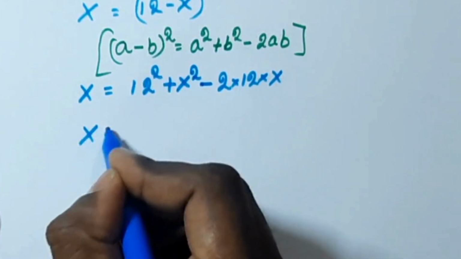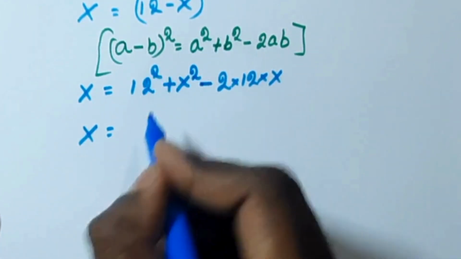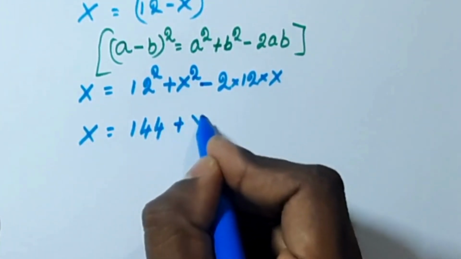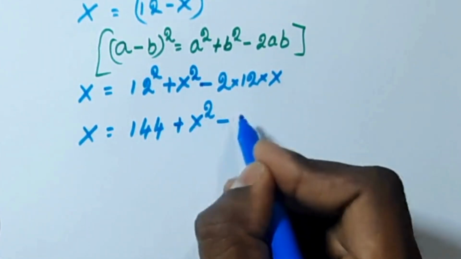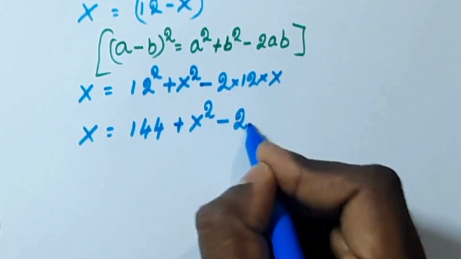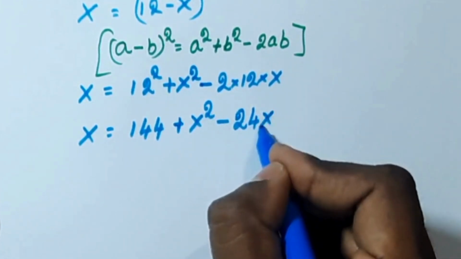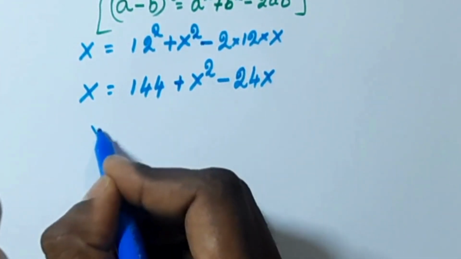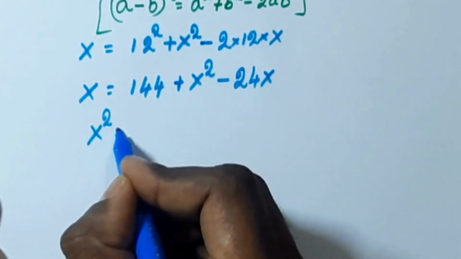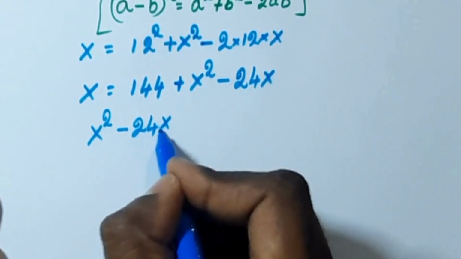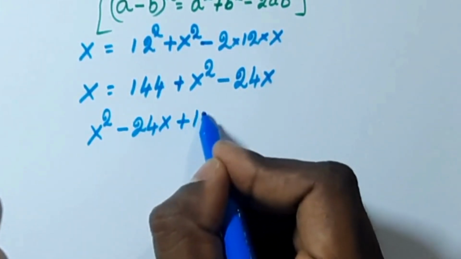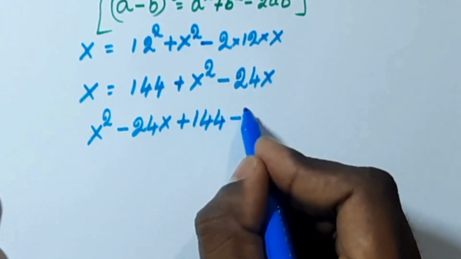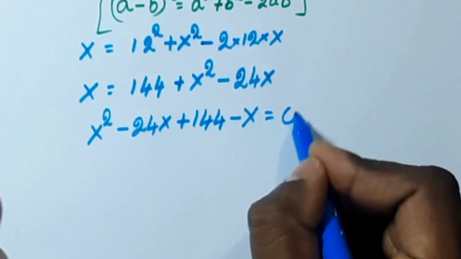Now x equal to 12 times 12 is 144 plus x square minus 2 times 12 is 24x. Now bringing this to one side, so x square minus 24x plus 144. We are moving this right hand side, minus x equal to 0.